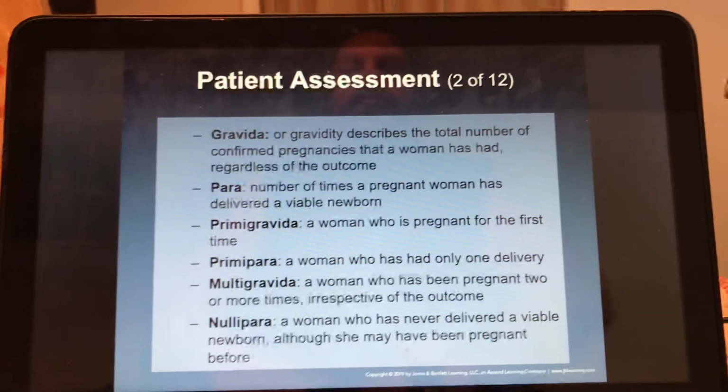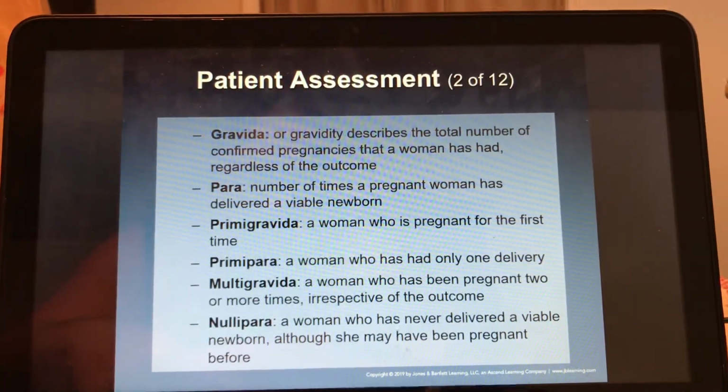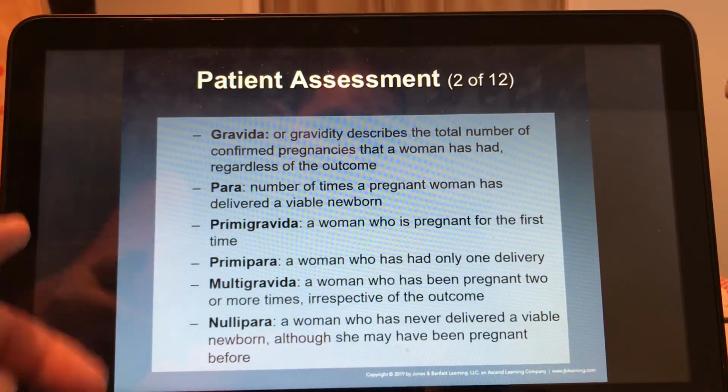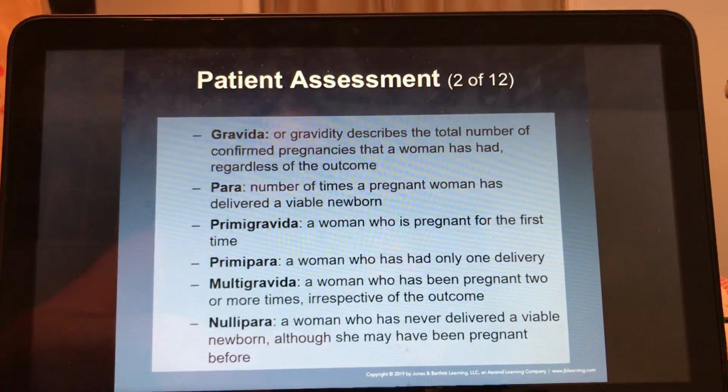Another one is prima para, a woman who has only had one delivery. So prima gravida, she's pregnant and hasn't had it yet. Prima para is she's only been pregnant once and had one kid. Multigravida has been pregnant 2 or more times. Nulliparas is a woman who's never delivered a viable newborn, even though she's been pregnant before.